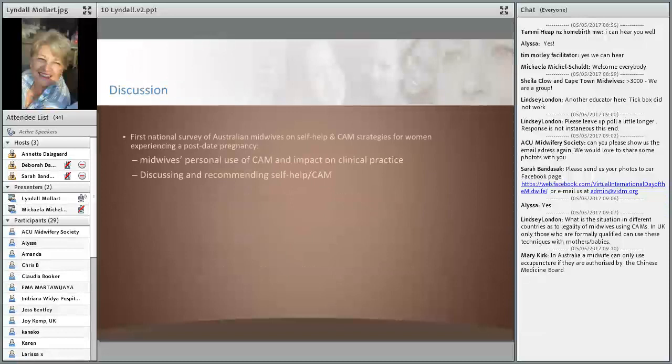So, this is the first national survey of Australian midwives on self-help and care strategies for women experiencing a post-date pregnancy. We also looked at the midwife's personal use and its impact on clinical practice, and we also looked at discussing and recommending of the self-help and care strategies. For us, we were able to determine that the five top recommended strategies by midwives were different to other studies.